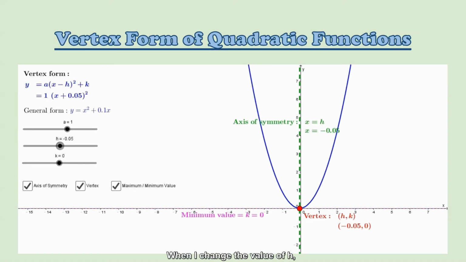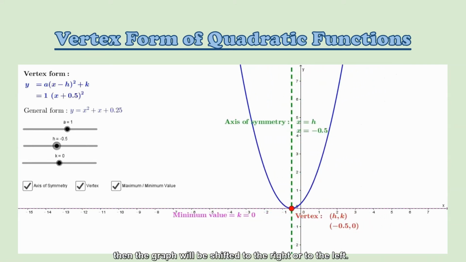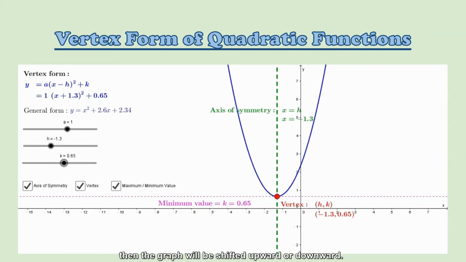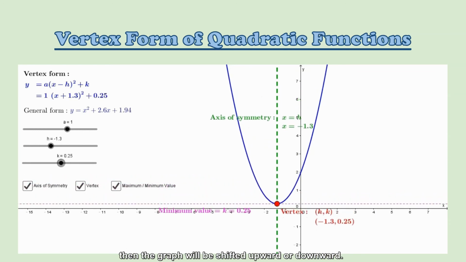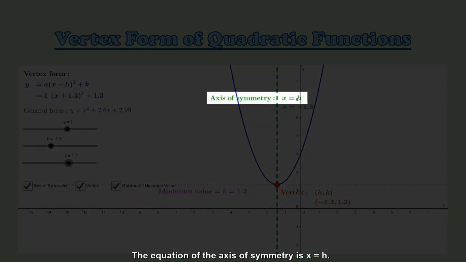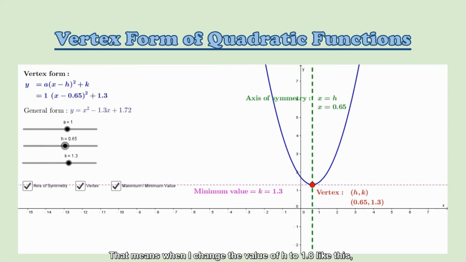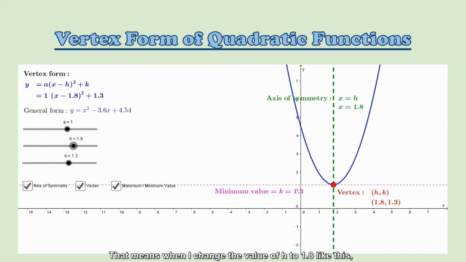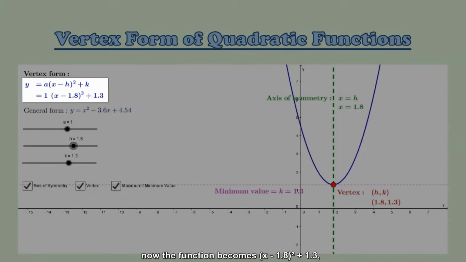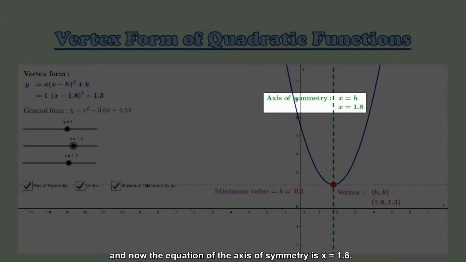When I change the value of h, then the graph will be shifted to the right or to the left. On the other hand, when I change the value of k, then the graph will be shifted upward or downward. The equation of the axis of symmetry is x equals h. That means when I change the value of h to 1.8 like this, now the equation becomes (x minus 1.8) squared plus 1.3. And now the equation of the axis of symmetry is x equals 1.8.